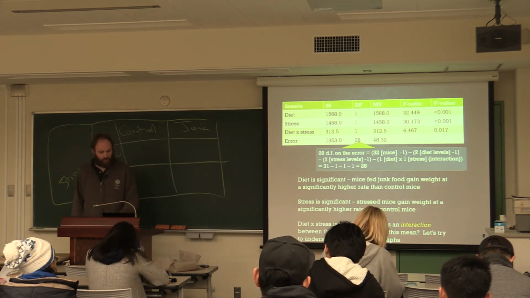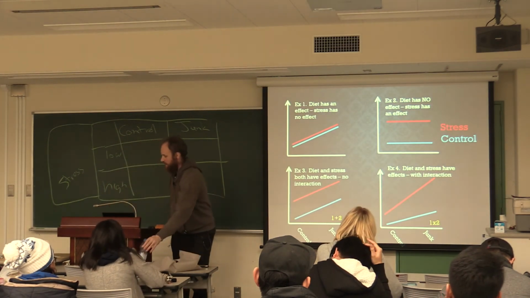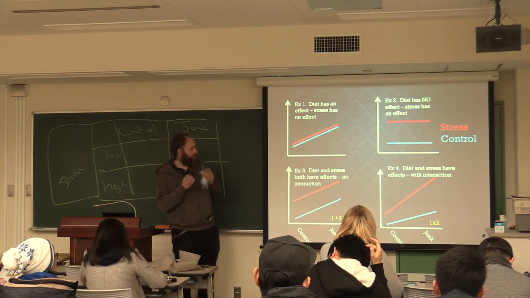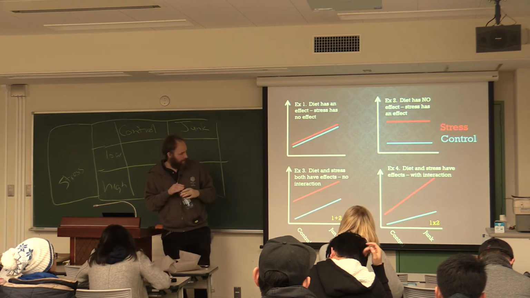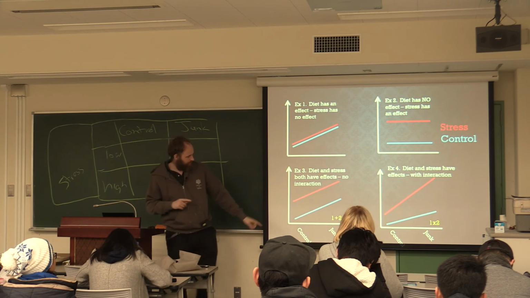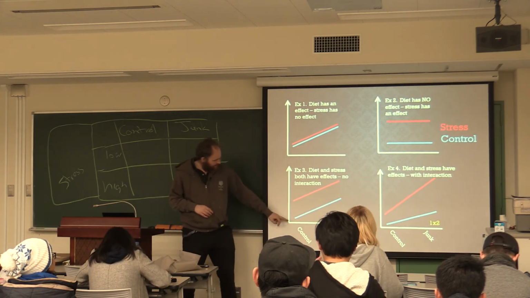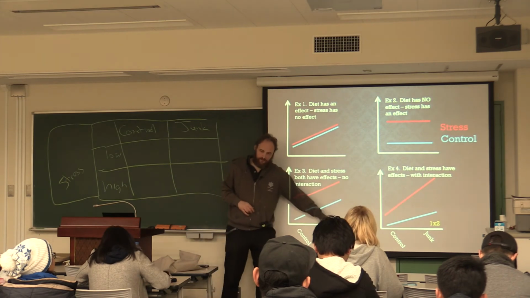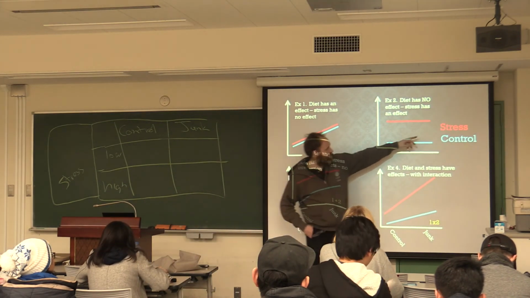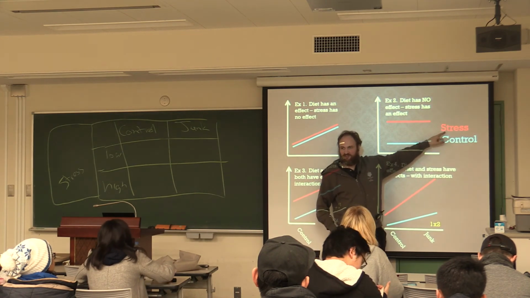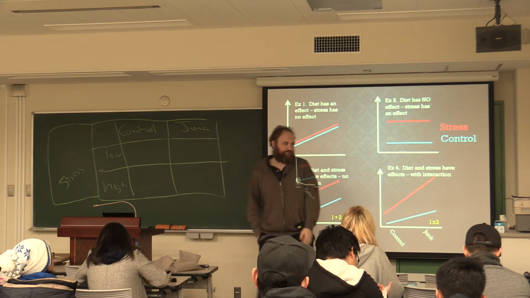Okay, so I've got 4 graphs here that I want to go through. Control, junk food. Okay? Control, junk food. Red line, stress. Blue line, control.